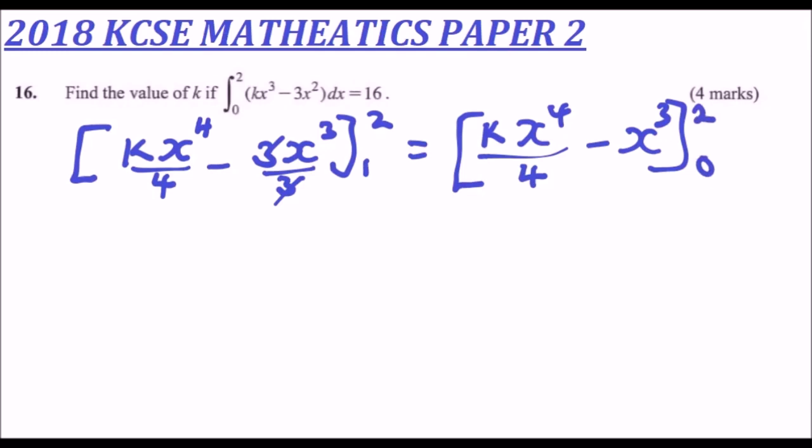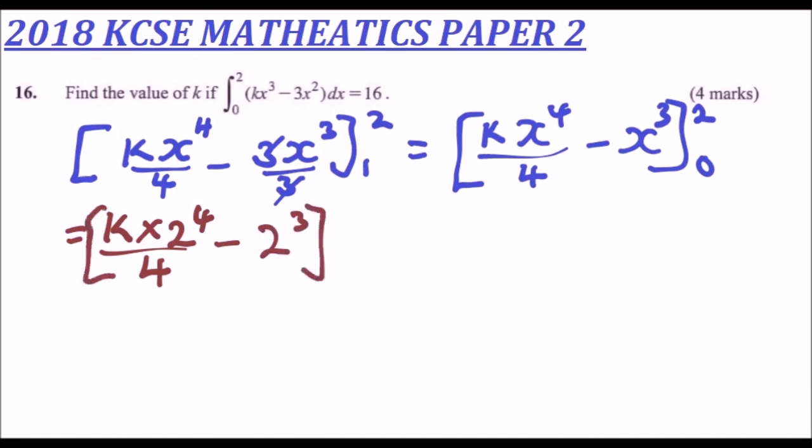So when you now substitute the limits, you substitute 2 in place of x, and this is equal to k multiplied by 2 to power 4 divided by 4 minus 2 cubed. That is the first limit. You put the square bracket minus, we now substitute 0, and because we have x here and x on the other term, it means it is 0. Of course this is equal to 16. We are supposed to put 16 there.